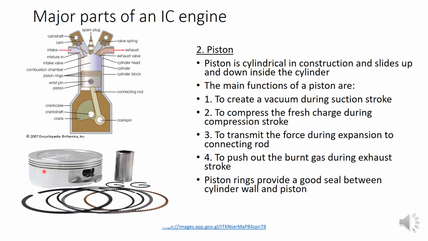Normally 3 piston rings will be there. For every piston we will have 3 piston rings. They will be fixed in this groove. Here you can see 3 grooves are cut, and in those grooves we will fix 3 piston rings. So that helps to provide a good seal between the cylinder wall and piston. And they are normally made of aluminum alloys. So the piston is normally made of aluminum alloys.